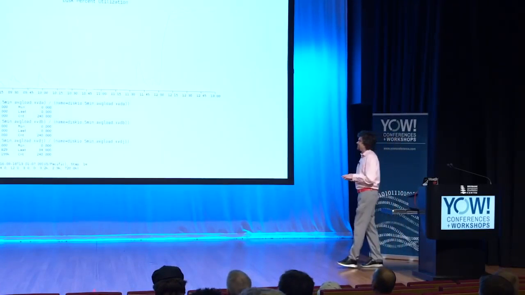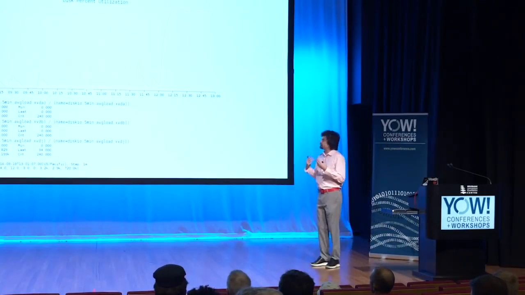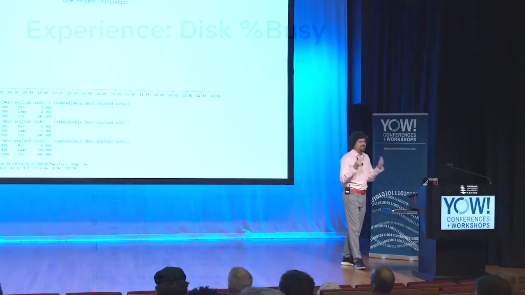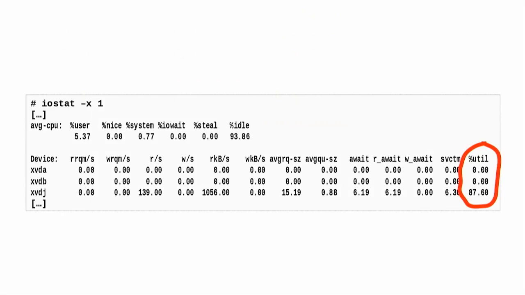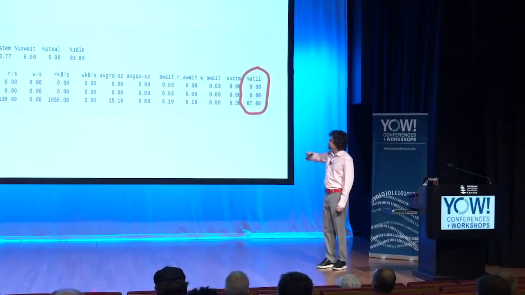To explain how these fit together, here's an example issue. The service team told me their disk became busy. Disk busy went up to 80%. What's going on? This is a screenshot from Atlas. So I log into the instance and have a look using iostat just to confirm it. It's true, their disk is 87% utilized. I want to know more information. Let's drill down further so I can understand what's causing it to be busy.